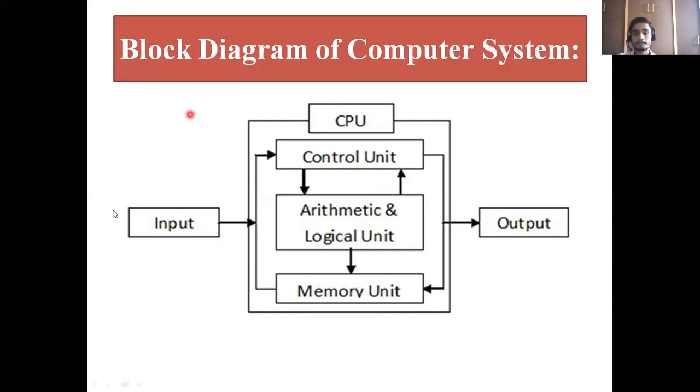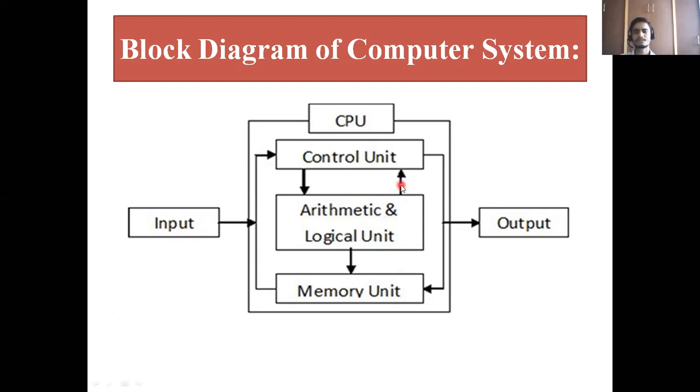So when we compile all these things, it becomes the whole computer system. So if anyone asks you what a computer system is, you have to tell them: the input unit, output unit and CPU. Okay, and what other units are there in the CPU? Control unit, arithmetic and logic unit, memory unit.